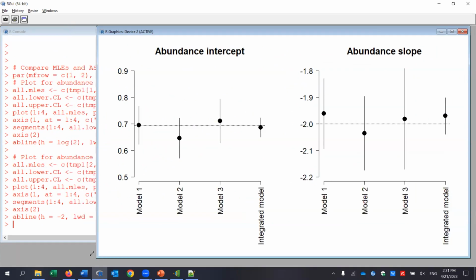And so what we see here, we see for the intercept and for the slope. Model 1, which is just the regular counts. Model 2 is for the zero truncated counts. Model 3 is for the detection, non-detection data using the magical C-log log link. And model 4 is our integrated model. And the same here for the slope for abundance.